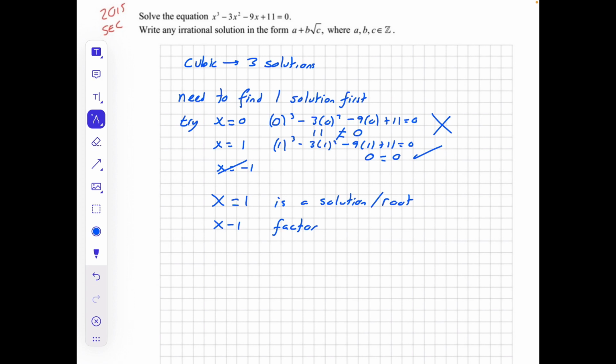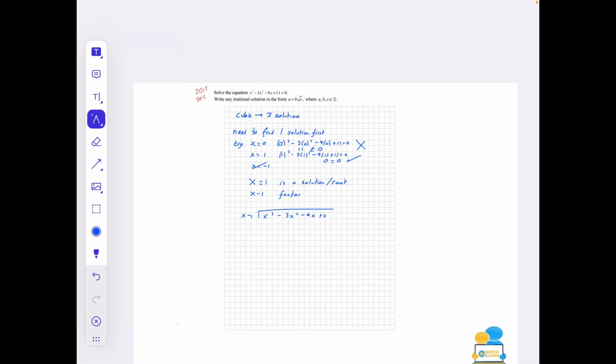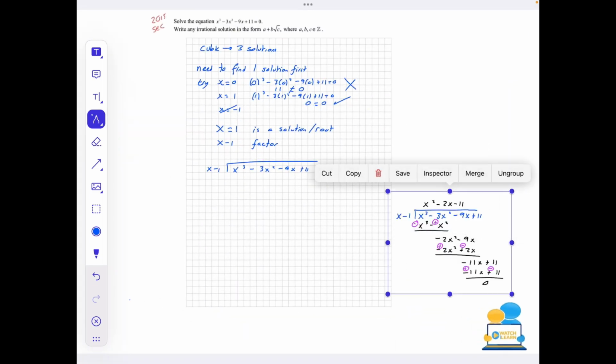If I was to do this, I do it quite systematically just so I know I'm not missing any numbers. So I go 0, 1, 2, 3, 4, 5 maybe, and then go back minus 1, minus 2, minus 3. It's going to be a nice number for your first solution if they don't give you any to start with. Now that we know that x minus 1 is a factor, we can then do our long division. I'm going to divide that by x minus 1.